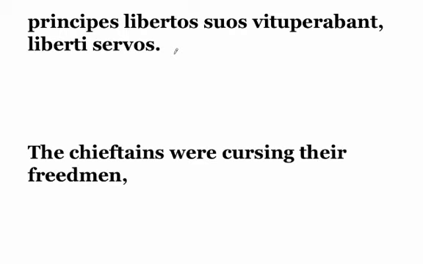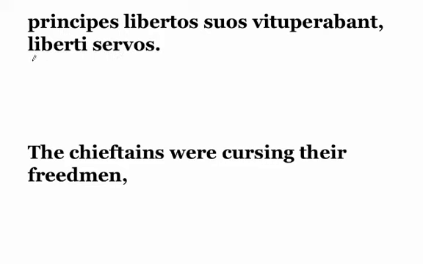Principes libertos suos vituperabant, comma, liberti servos. Now this is going to be one of those sentences that we first encountered way back. Remember that Britanni cibum laudabant, Romani vinum. The British were praising the food, comma, the Romans the wine. Understood, you have to resupply the verb. So what's happening here, the chieftains were cursing. Who were they cursing? Their freedmen.